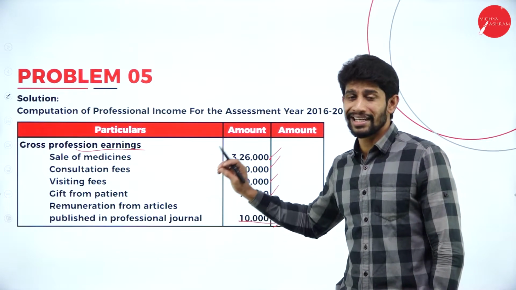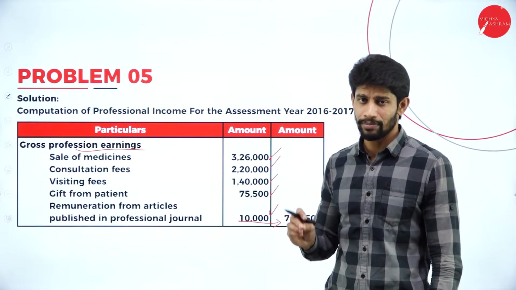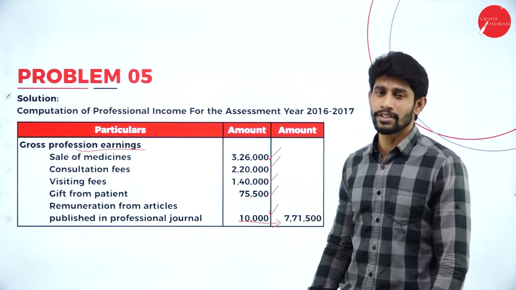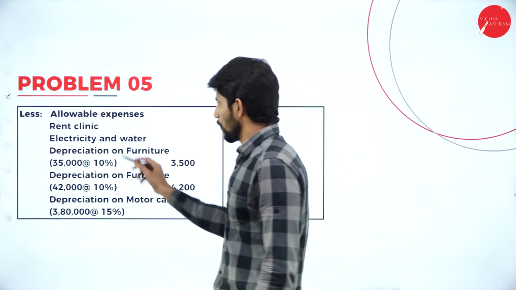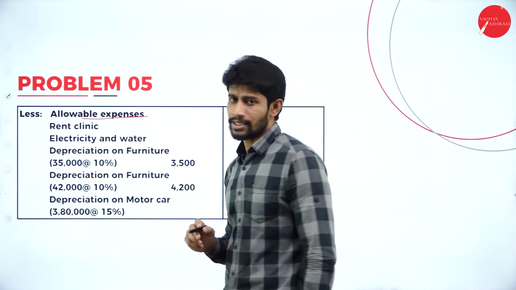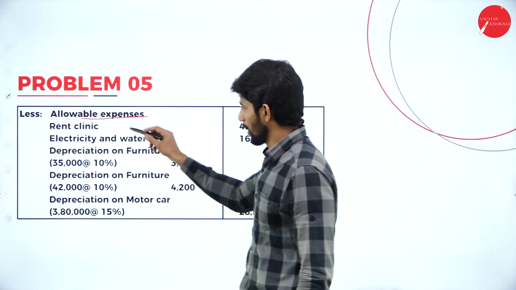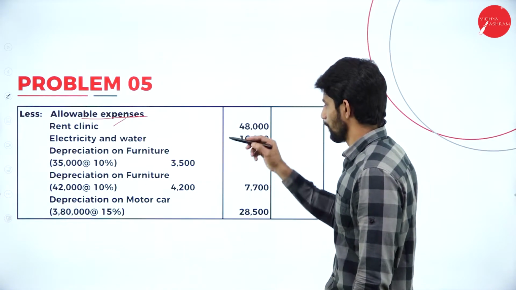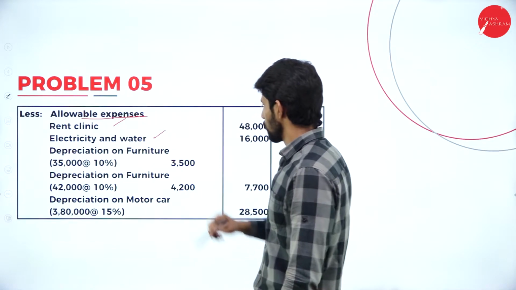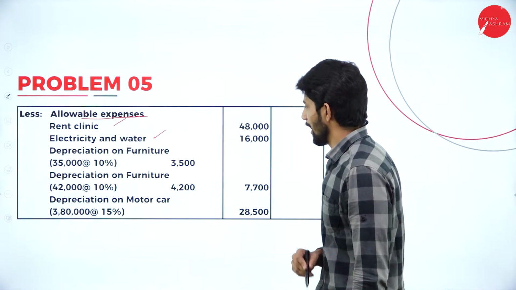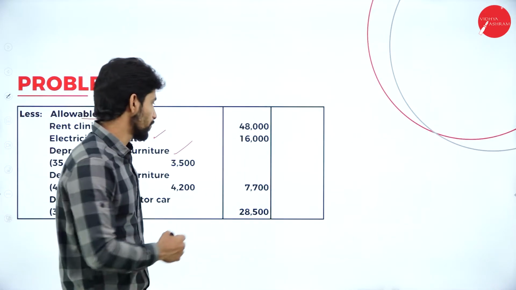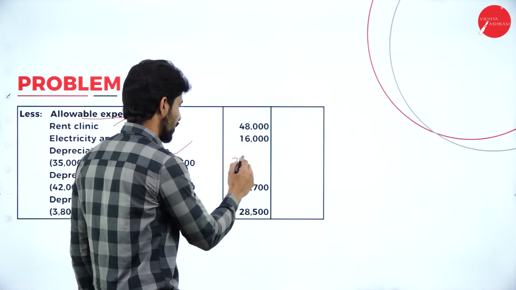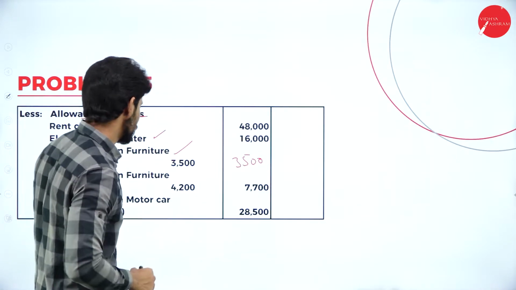So, from this deduct professional expenditures, that means the expenditures which relate to profession. Now, less allowable expenses. Rent of clinic, yes, obviously professional. Next, electricity and water bill, obviously professional. And next, depreciation on furniture. It is 3,500.